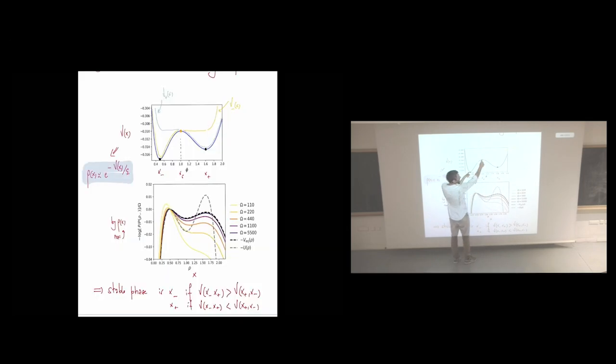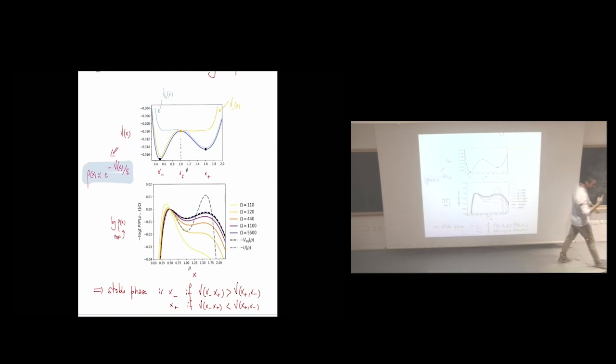Okay, so the rate to go from there to there is the Arrhenius law with this barrier. The rate to go from there to there is the Arrhenius law with this barrier. This tells you that this is the stable phase, because the barrier to go out is much higher. Notice that there is no barrier here. Let me make that point very clearly.